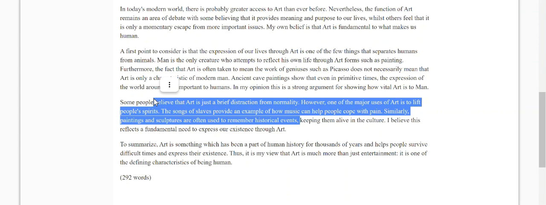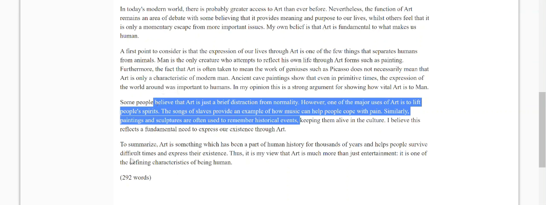I believe this reflects a fundamental need to express our existence through art. To summarize, art is something which has been a part of human history for thousands of years and helps people survive difficult times and express their existence. Thus, this is my view that art is much more than just entertainment. This is one of the defining characteristics of being human.